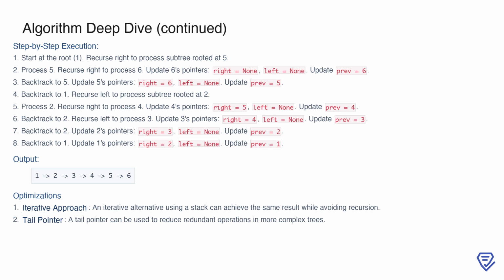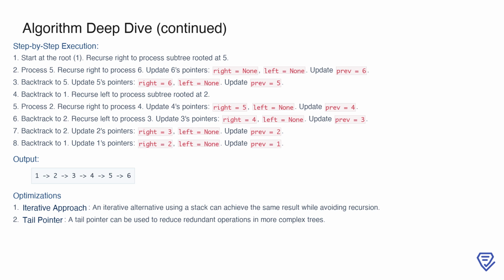Returning to the root, we process the left subtree starting at node 2. First, we move to the right child, 4. As before, we update its pointers, right is set to 5, left is set to null, and previous is updated to 4. At node 2, we then process the left child, 3. After updating 3's pointers so that right points to 4 and left is null, previous becomes 3. Back at node 2, we set its right to 3, left to null, and update previous to 2. Finally, at the root, we set right to 2, left to null, and previous to 1.